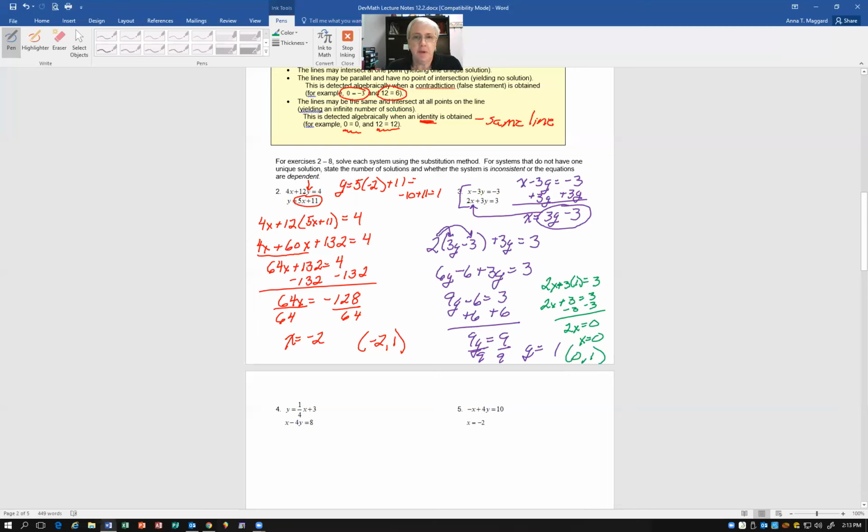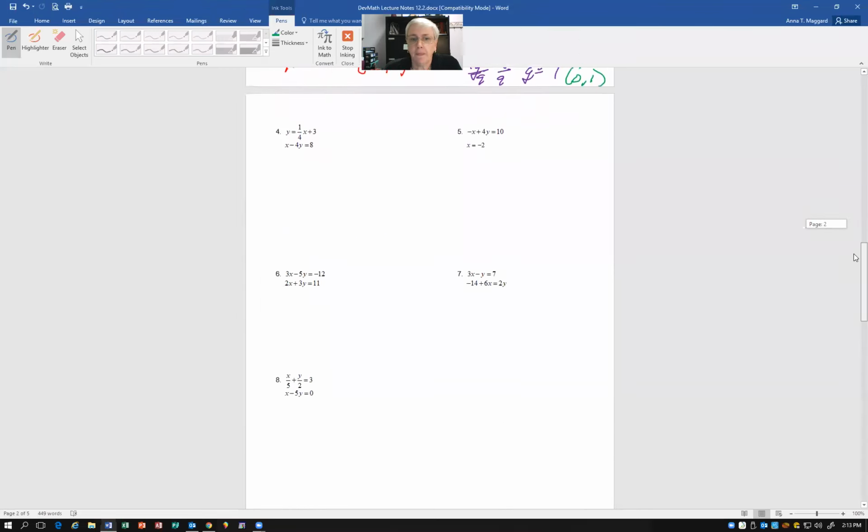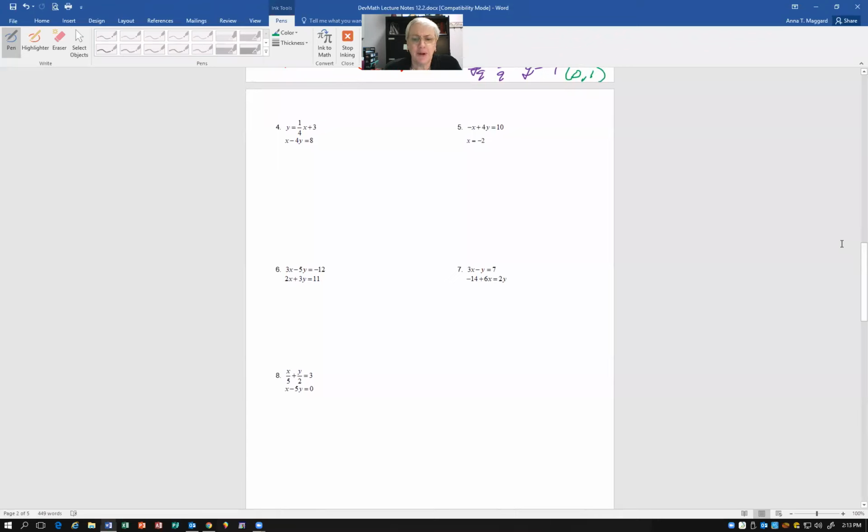Well, they did this thing up here in the yellow box. Made me think that one of the next 2 problems was going to be inconsistent or dependent or no solution, and neither of them were. Well, that must mean the next ones are going to be like that. So let's have a look at them. Got a number of them here to look at.